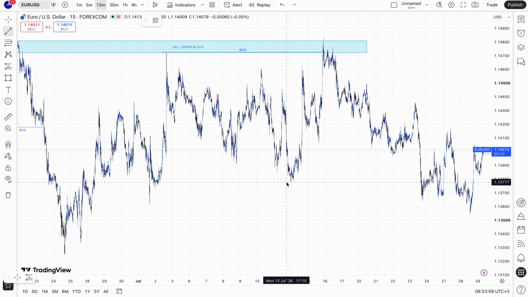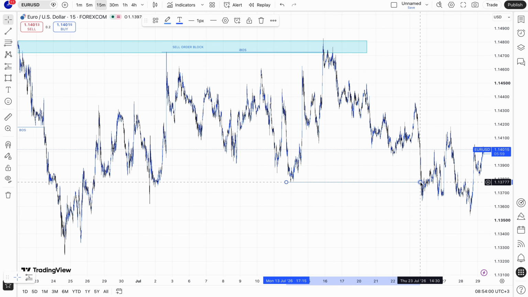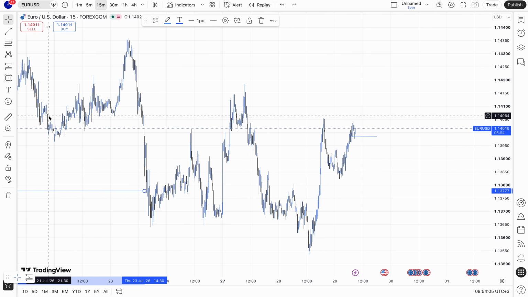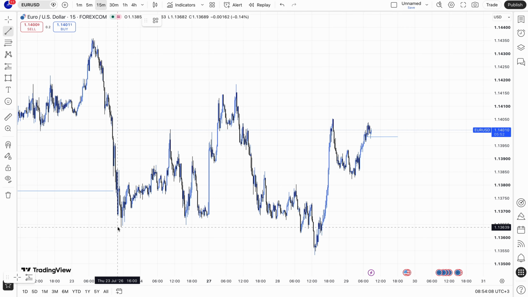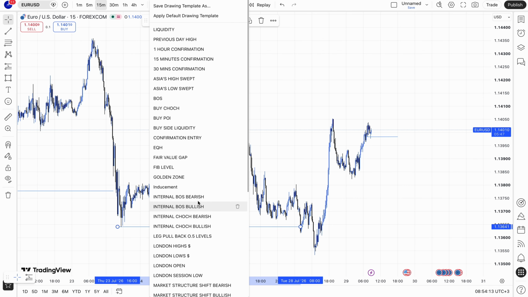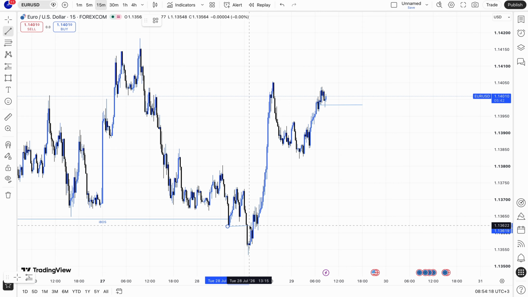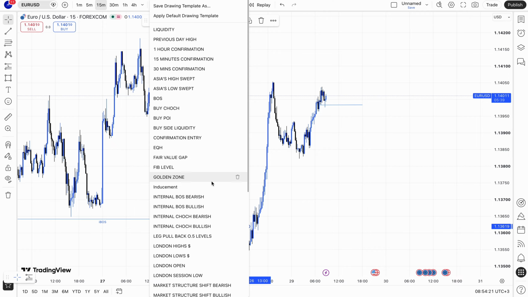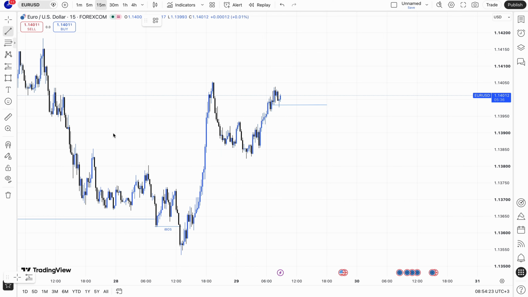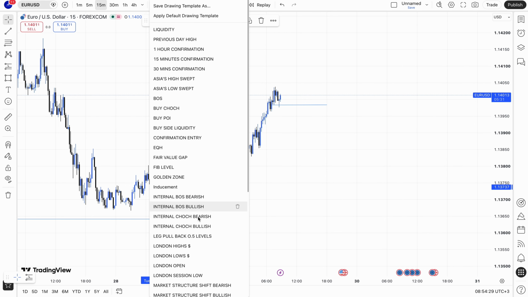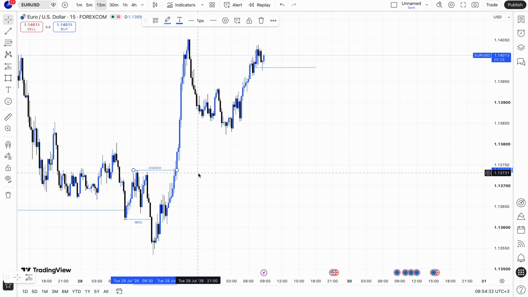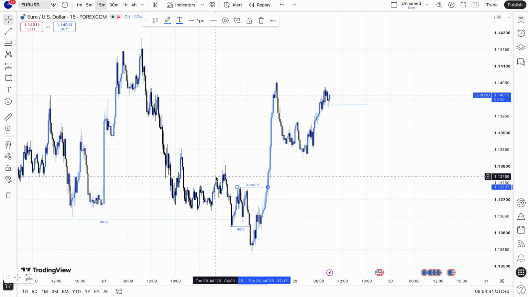Then you had a continuation change of character to the downside. Then from here you can see that we had our continuation break of structure to the downside. And then we also had our break of structure to the downside. Later on, we had our change of character to the upside. Right? Now, what's our plan?